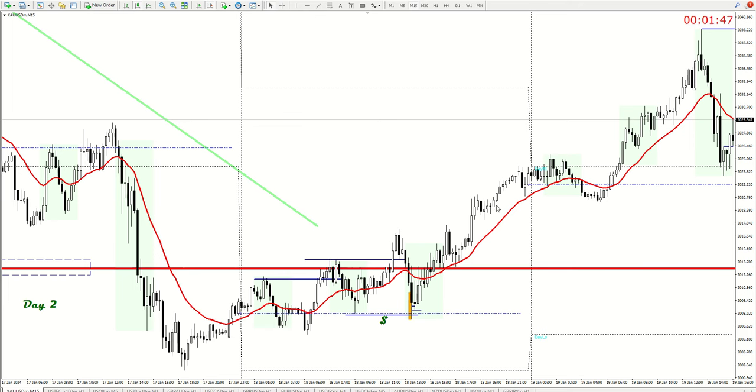Mondays they either open with a huge gap, and imagine, gold can open with a 160 pip gap, and imagine what happens if that gap goes against you. Obviously you're gonna lose a lot, right?